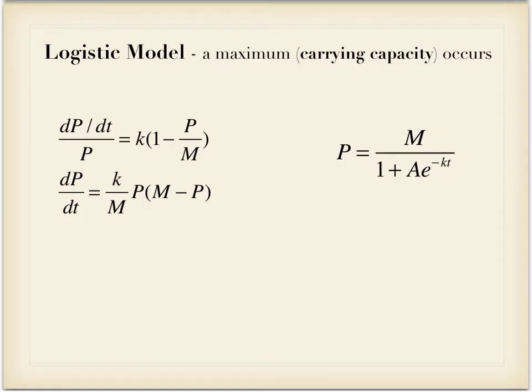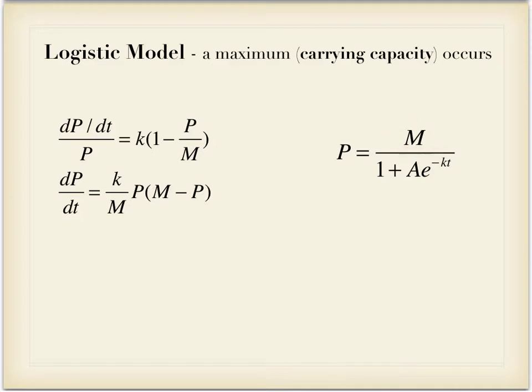So here's the other one we're going to take a look at, the logistic model. This should be brand new to you, probably don't know much about that. And the advantage of the logistic model is that there is a maximum population that will occur. We call that the carrying capacity. A lot of times that's used when we talk about populations of animals in certain spots, and we'll see an example of that. Now, here's the actual logistic model right here.